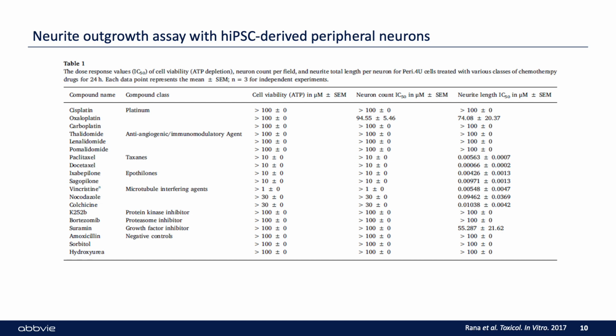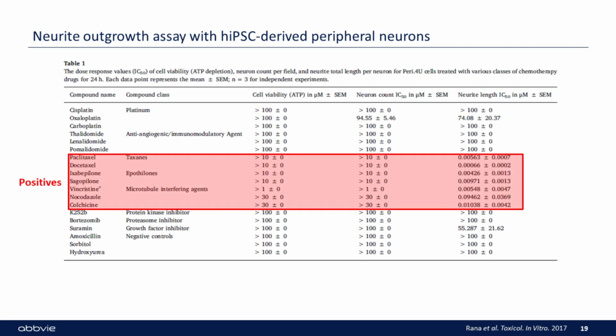There are a couple sources of commercially available peripheral neurons. This is one of them, published in 2017. This is the human-induced pluripotent stem cell-derived peripheral neuron from Ncardia called the peripheral cells. And using a very similar approach as on the previous slide, looking at neurite outgrowth, the authors were able to show sensitivity of a couple different classes of peripheral neurotoxicants, taxanes and microtubule interfering agents.